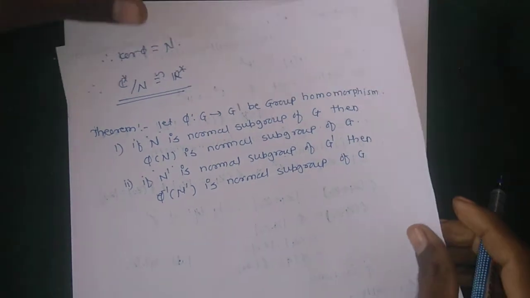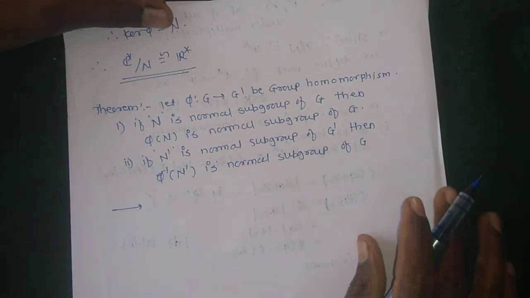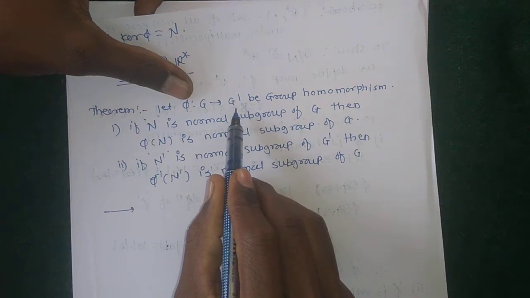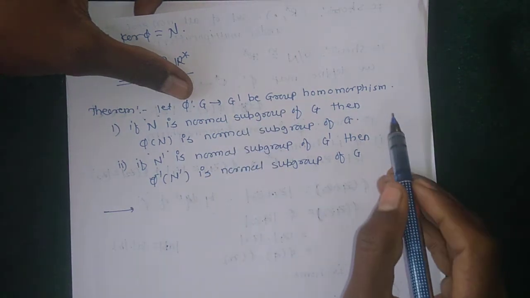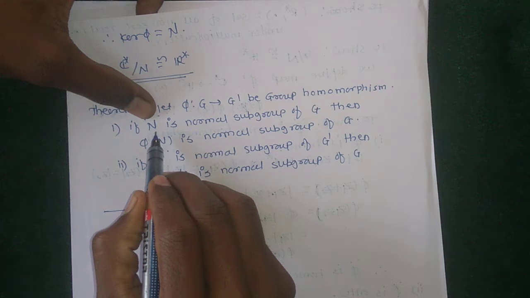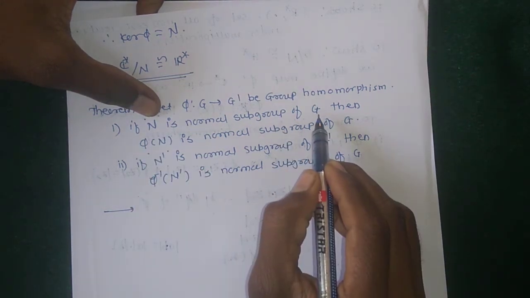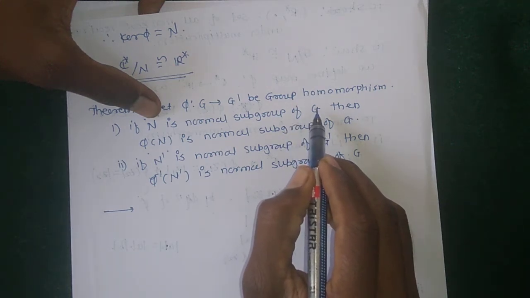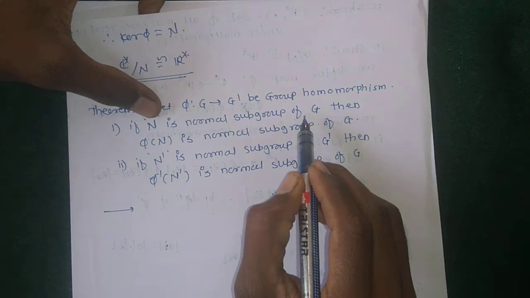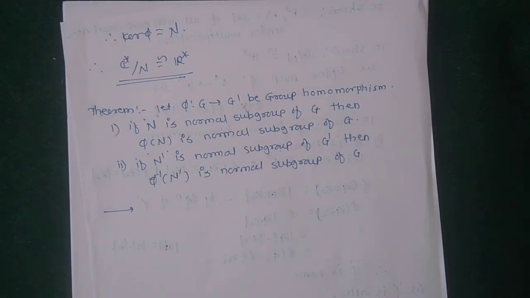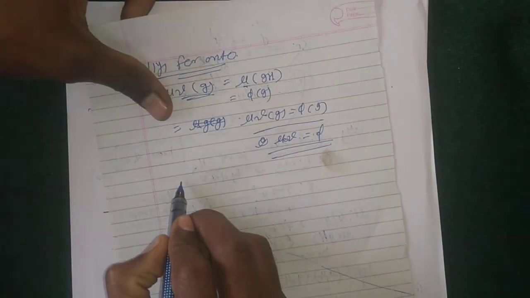Okay, so how do we prove this theorem? Here it is given that phi from G to G dash is a group homomorphism, and also for the first part, N is a normal subgroup of G, meaning for all g belonging to G and n belonging to N, g n g inverse belongs to N. What is the definition of a normal subgroup?